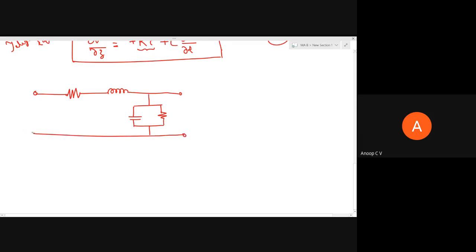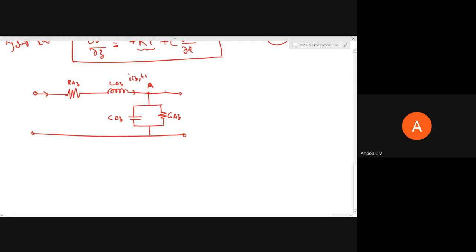I'll redraw it. This is R delta Z, L delta Z, C delta Z, and G delta Z. If I name this node as node A, the current entering this node is I of Z comma T.